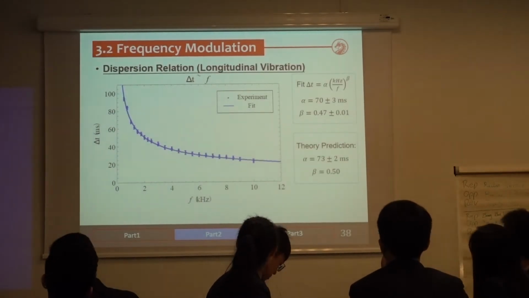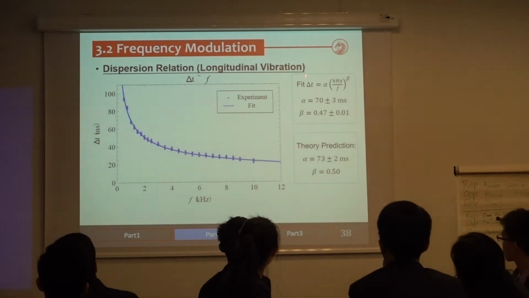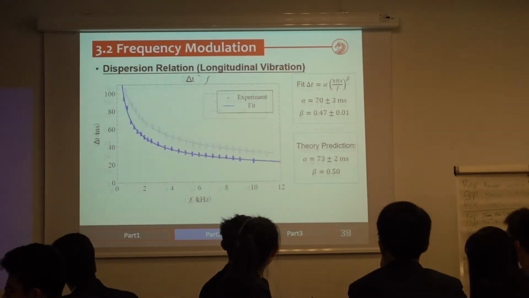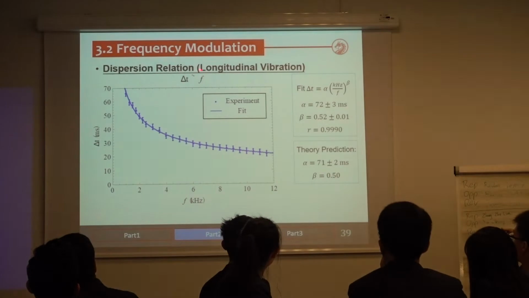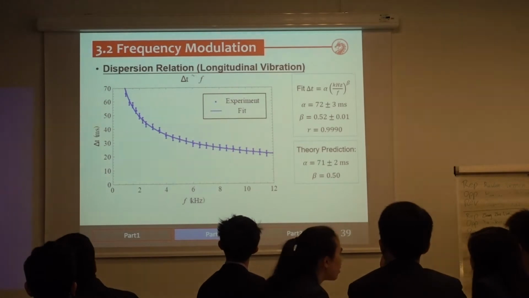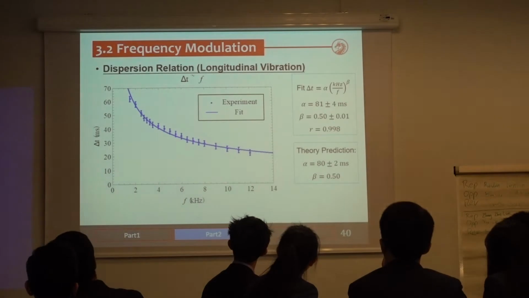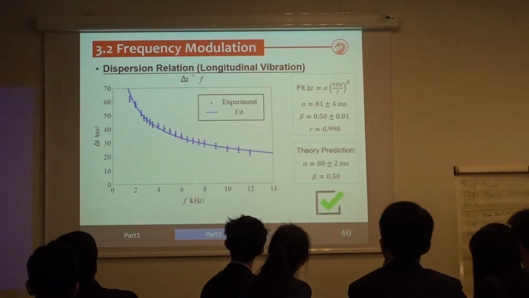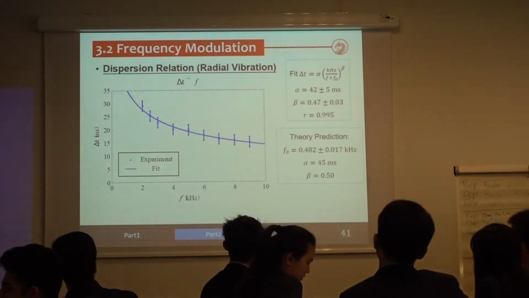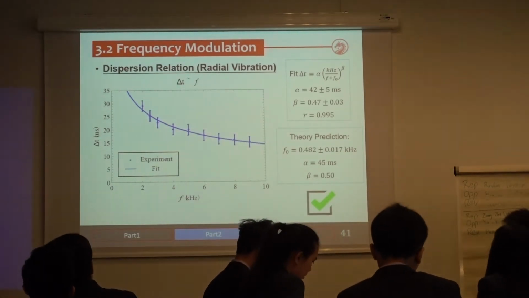Then for the dispersion relation, I measure delta T as a function of F and use an exponential fit, showing this formula. Then I found my theory is in excellent agreement with my experiments. Then I change the boundary condition and also look at longitudinal vibration, and you see that delta T as a function of F doesn't change. And then I changed the slinky and changed its geometry parameters, and I found that my experiment is still in excellent agreement with my theory. Then I examined the dispersion relation for radial vibration, which means I use another way of tapping, and I found that delta T as a function of F is exactly what my theory has predicted.